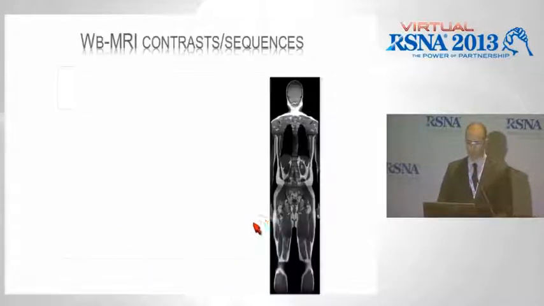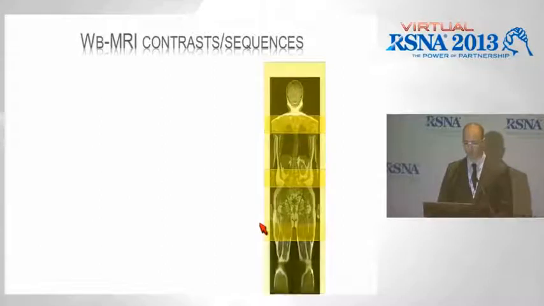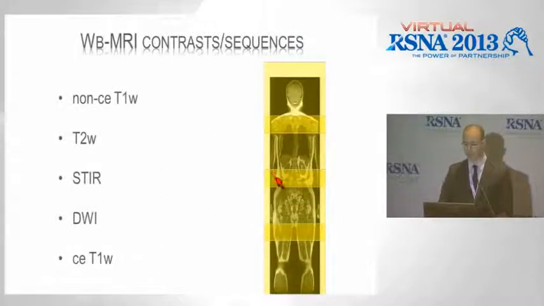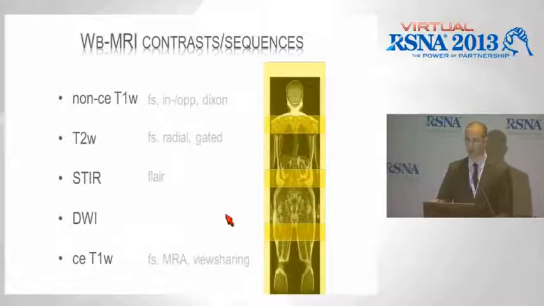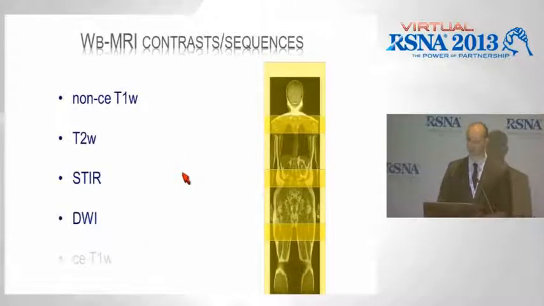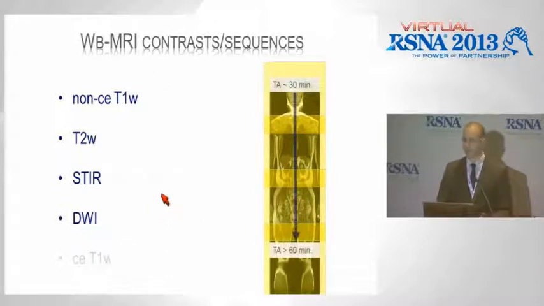Now, let's go into protocols. As we said, we cover from head to toe. We have either continuous table movement or overlapping sequence acquisition. You can use all the sequences and contrasts that are out there. You can add additional flavors. You can go crazy and do a very complex protocol. But in most cases, in the oncologic protocols, you'll find non-contrast applications, mostly T1-based and STIR imaging, and possibly added diffusion-weighted imaging. That could result in a protocol anywhere from roughly 30 minutes to well beyond 60 minutes.